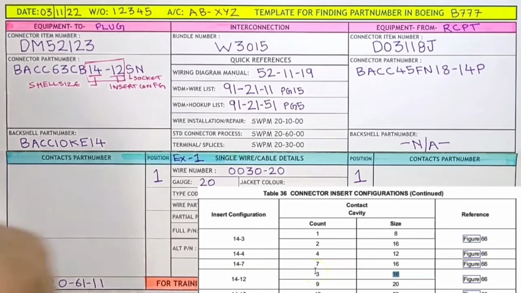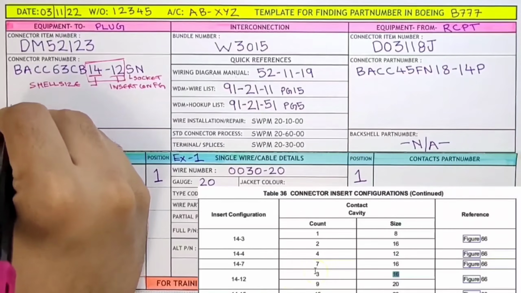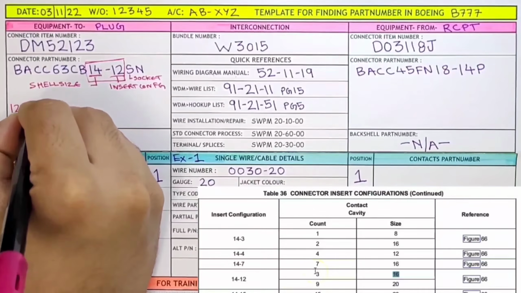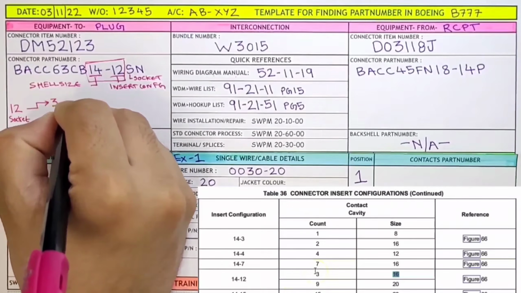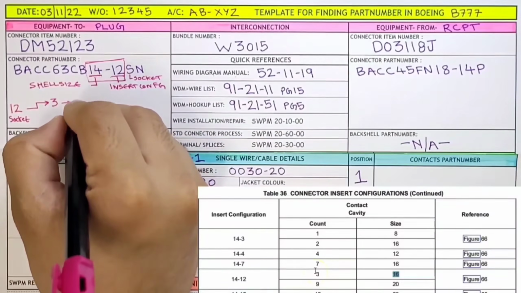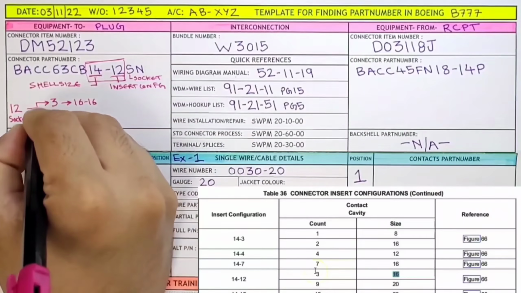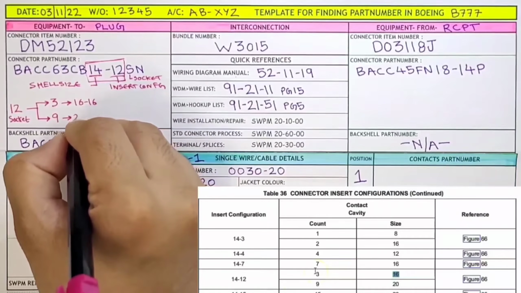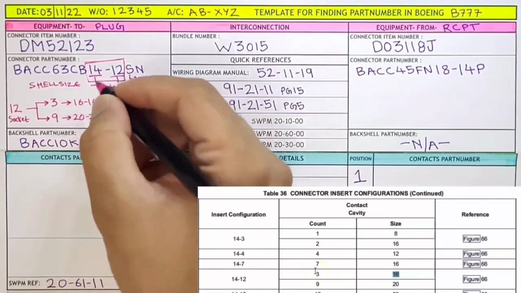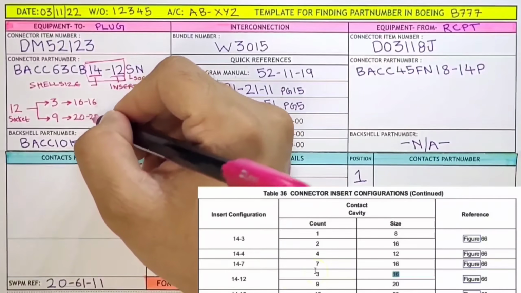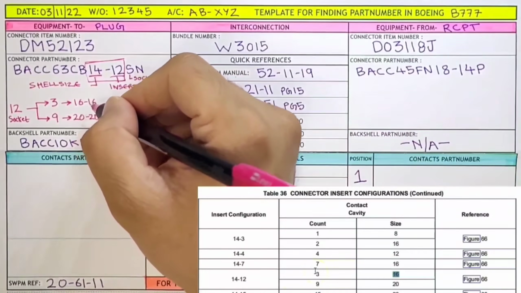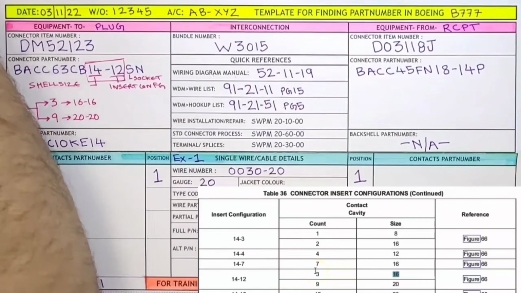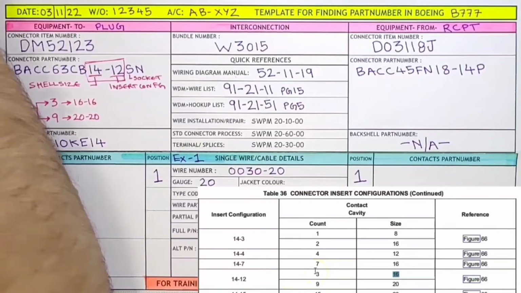So we have 12 pins. I'll write down over here: 12 contacts, which is socket. Okay, socket. Out of which 3 are of size 16-16, and 9 are of size 20-20. Now how will we know which type of contact we need, 16-16 or 20-20? For that we have to go into more detail. They have given us the figure, which is 66.